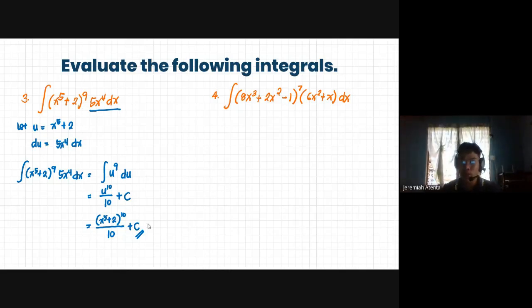Now, let's try number 4. Ito, medyo marami talaga siya. My God. Pero, madali lang yan. Okay? So, we have the integral of the quantity 8x cubed plus 2x squared minus 1 raised to the power of 7 times the quantity 6x squared plus x. Then, we have with respect to x. Okay, so what do you think is the expression that you need to substitute?